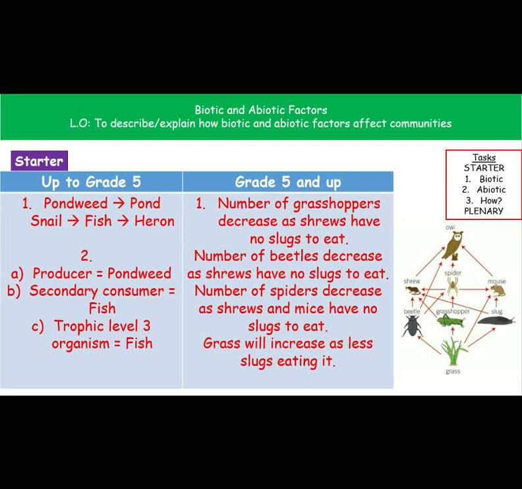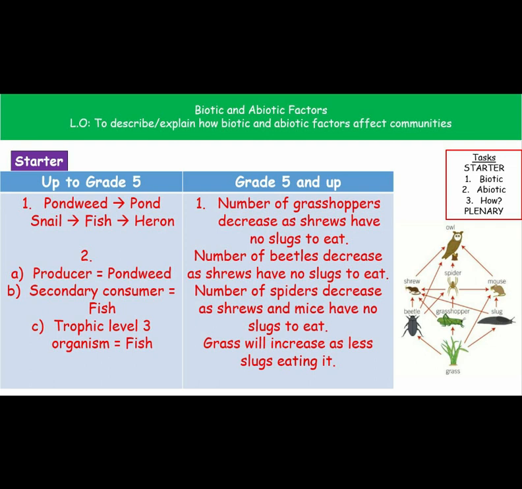Second one, our part A, the producer in that food chain is pondweed, give yourself a tick for that. Secondary consumer is the fish, a tick for that one. And trophic level 3 is also the fish. So tick all of those if you got them right and add up your scores.